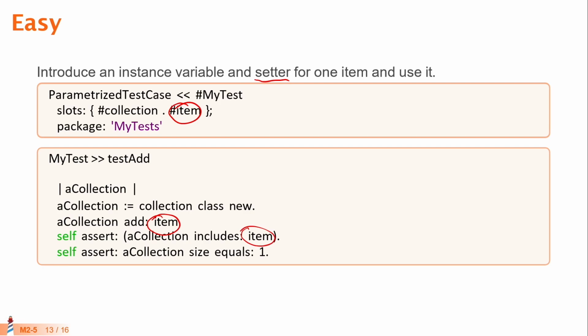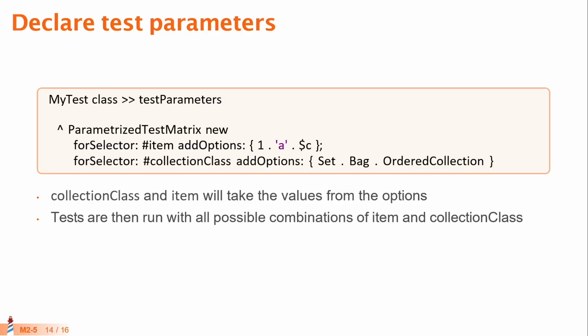So once we have added the new instance variable and we are using it in the test, we have to declare in the test parameters that we need to add different options for this new instance variable. We do it in the same way that we have done it before, configuring the test matrix, the parameterized test matrix object, saying that for the given selector, in this case item, we are going to add 3 different options: the number 1, the string A, and the character C.